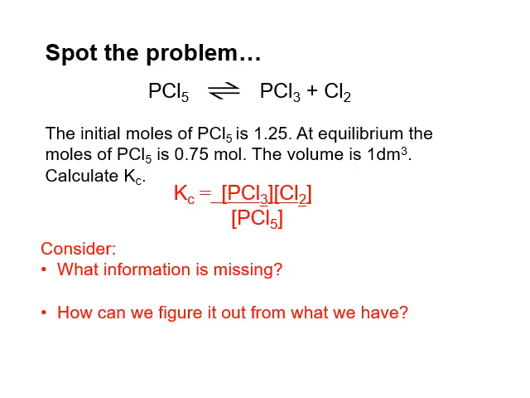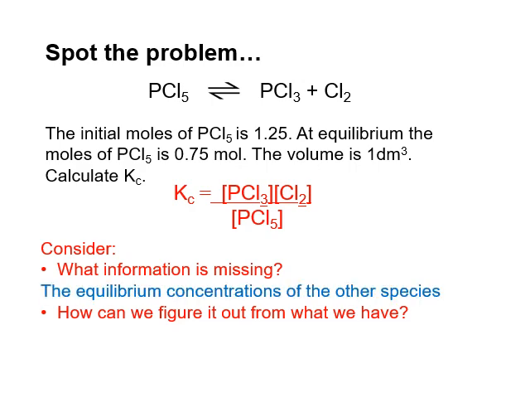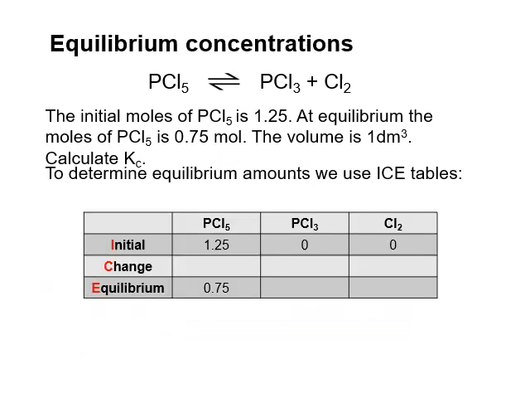However, what information is missing, and how can we figure it out from what we have? Well, we are missing the equilibrium concentrations of the other species. How can we figure it out? Well, we can use mole ratios. So how do we do this? Well, we set up what we call ICE tables. So you can see one at the bottom there.